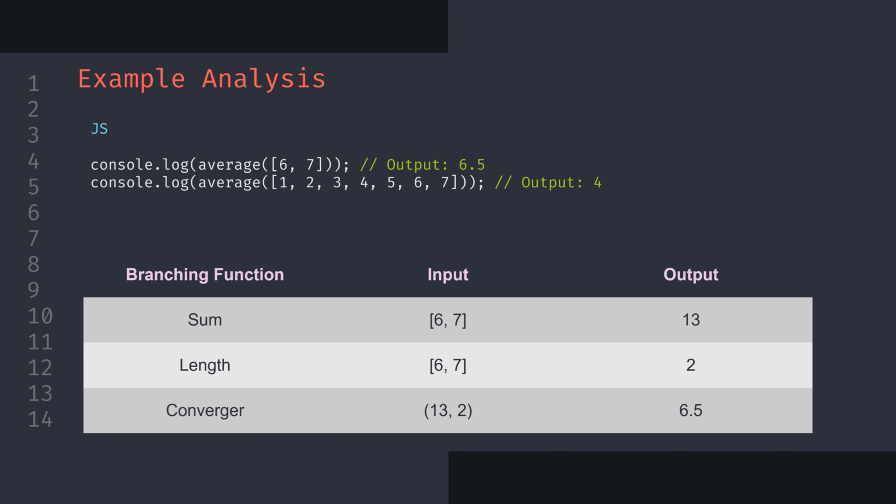In this example, the sum of 6, 7 is 13, and the length is 2. The results are passed to the converging function, which calculates the average, yielding 6.5. This step-by-step breakdown illustrates the power of this approach.